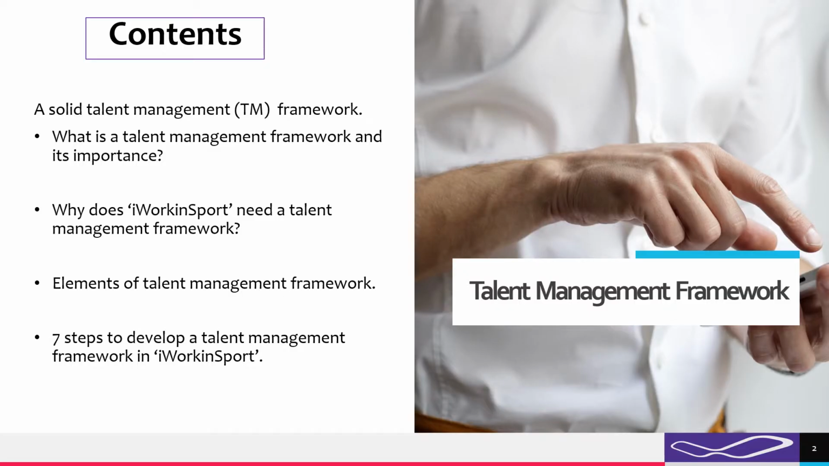Next, I'll be talking about contents. A solid talent management framework helps organizations execute their talent management strategy and improve performance. So, how to develop and implement such a framework for iWorkinSport? What is a talent management framework and how is it important? How does iWorkinSport need a talent? Why does iWorkinSport need a talent management framework? What are the elements of a talent management framework? And the most important 7 steps to develop a talent management framework in iWorkinSport that will help to improve strategy and performance of the organization.